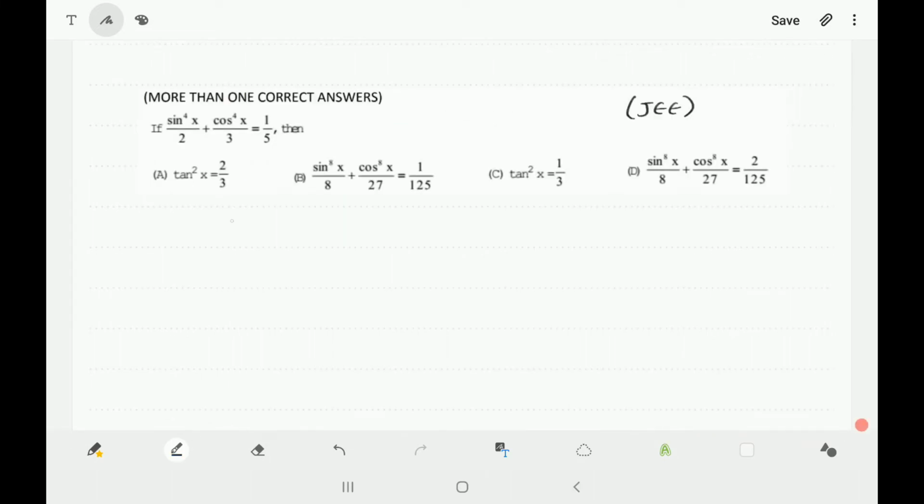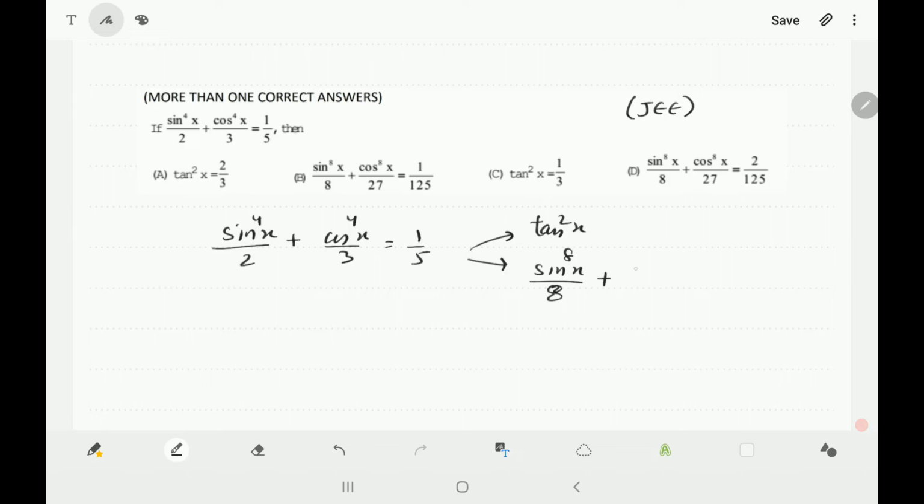In this problem, it is given that sin x raised to the power 4 divided by 2 plus cos x raised to the power 4 divided by 3 is 1 by 5, and we have to find the value of tan square x first, and then we have to find the value of sin x raised to the power 8 divided by 8 plus cos x raised to the power 8 divided by 27.